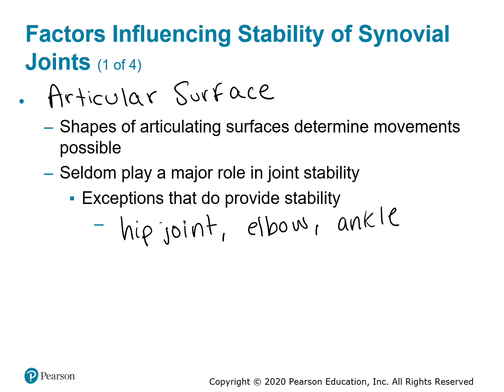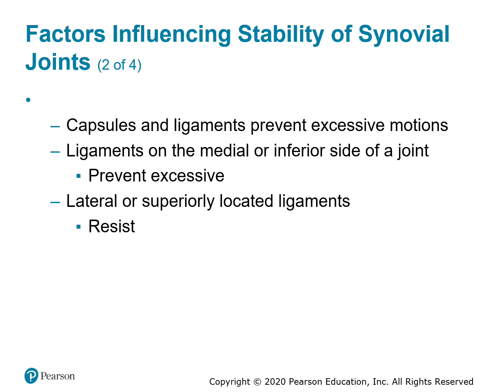Next thing that's going to influence stability of your synovial joints is going to be ligaments. All those ligaments that you have, the extracapsular ligaments, the intracapsular ligaments, all of that stuff. Usually you're going to find those either on the medial or inferior side of a joint, so either on the inside or towards the back. And they're going to prevent things like excessive abduction.